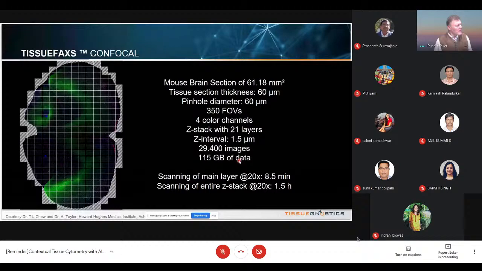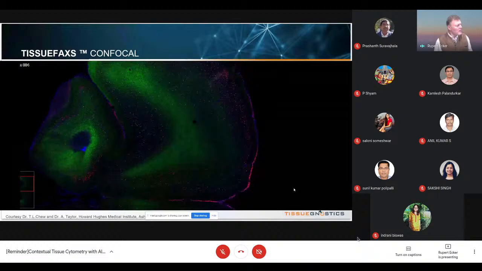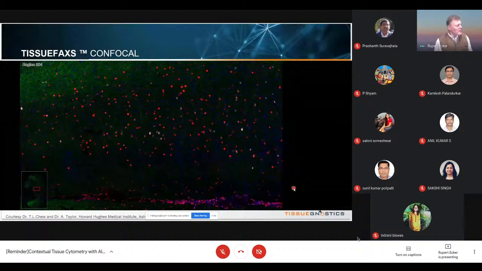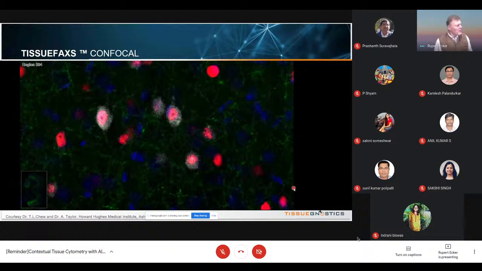Again, like discussed before, we can use this virtual slide to navigate through our digital sample, through our image data set, like in Google Earth, and then zoom in in order to see the cellular or even subcellular details.